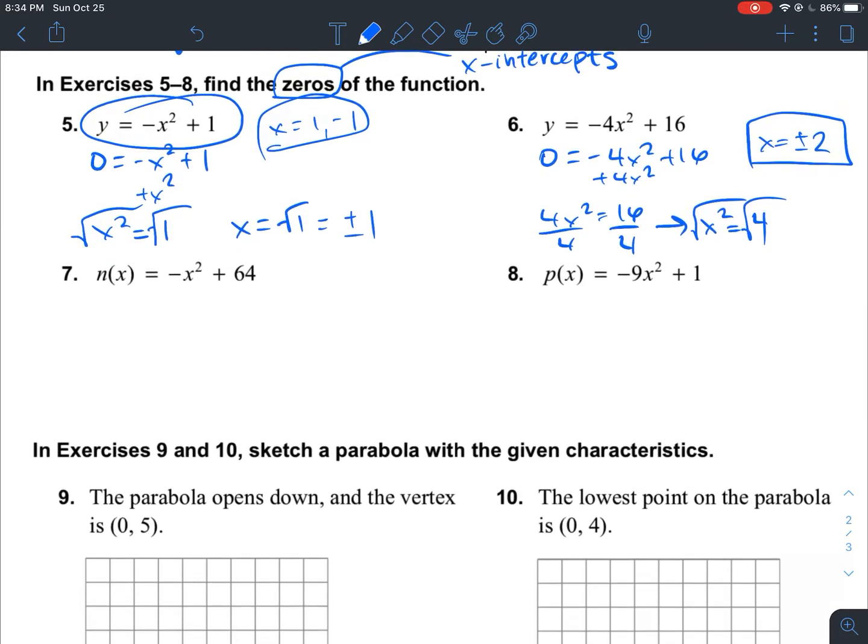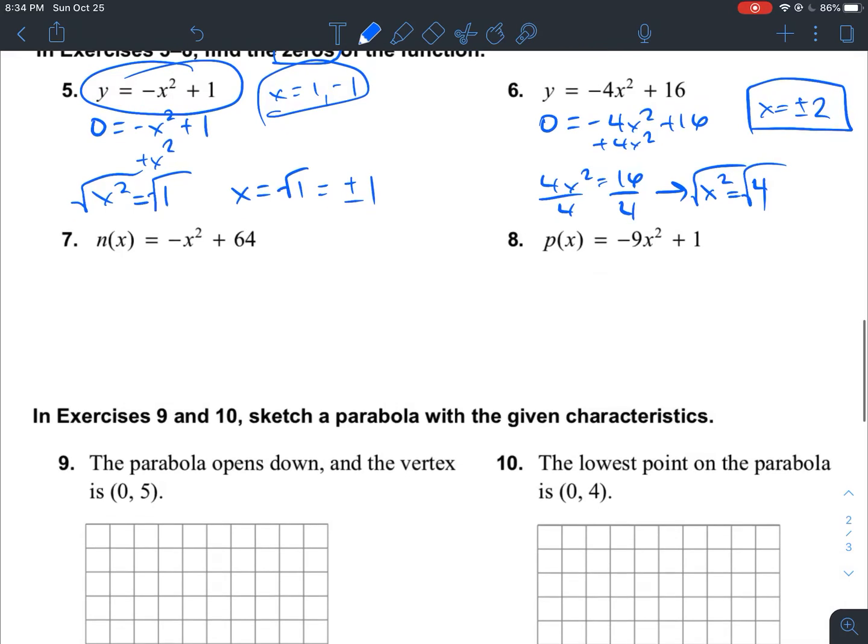Okay, if you want to pause the video, try number 7 and 8 on your own. I'd recommend that you do that, but I'm going to continue. So I'm going to plug in 0 for my output variable. So 0 is equal to negative x squared plus 64. Add x squared to both sides. So I'll get x squared is equal to 64. Take the square root of both sides. So I get x is equal to the square root of 64, which is plus or minus 8.